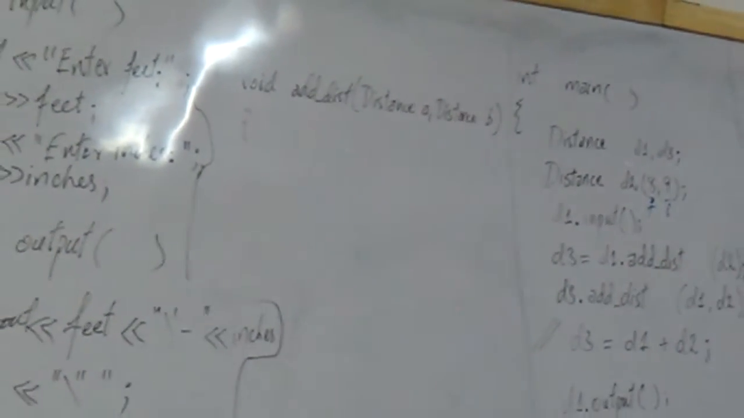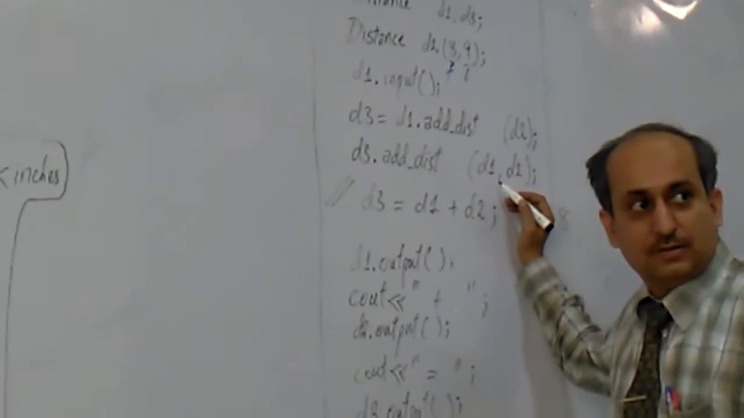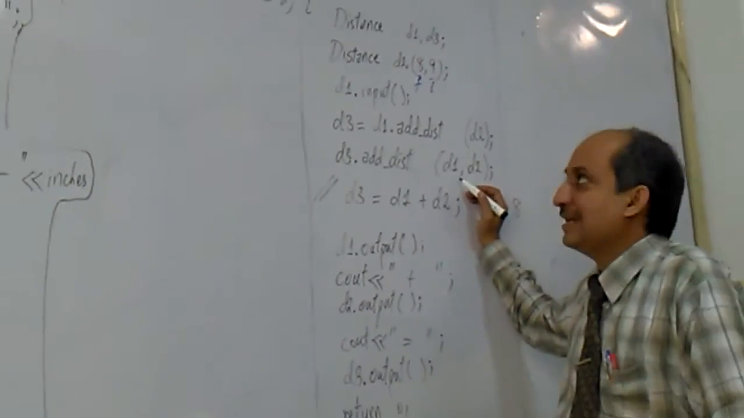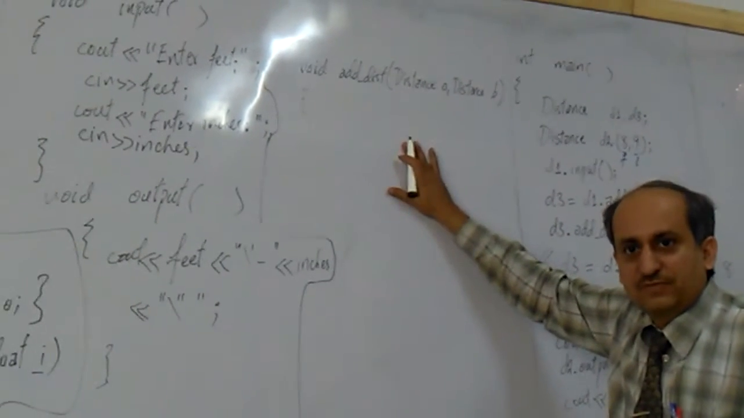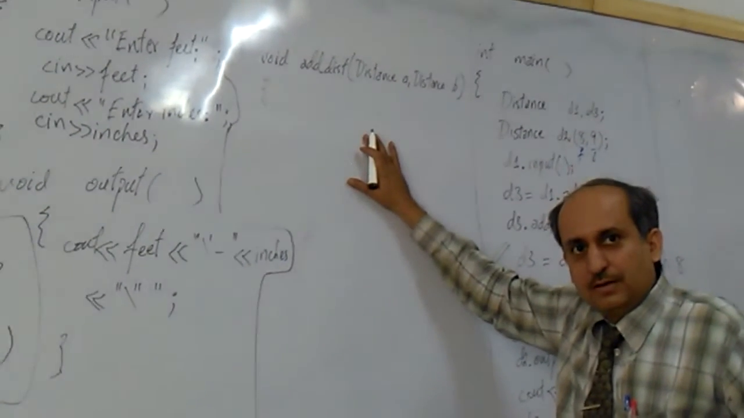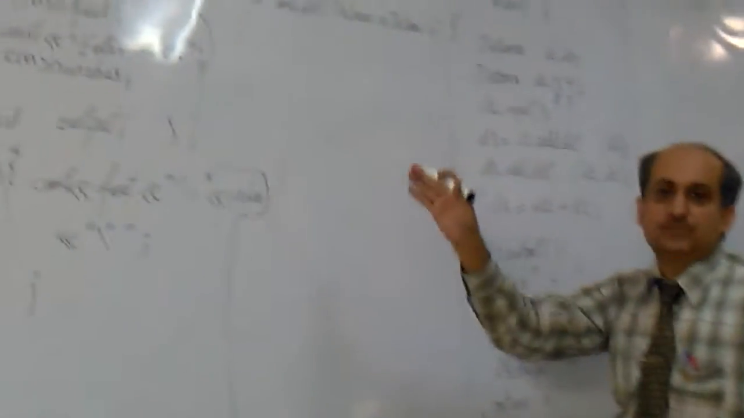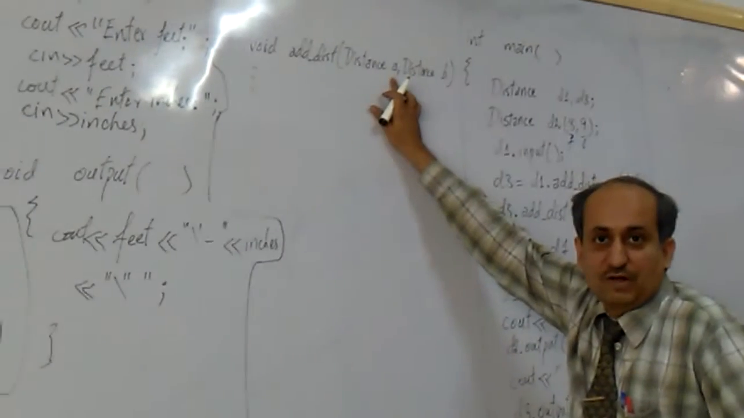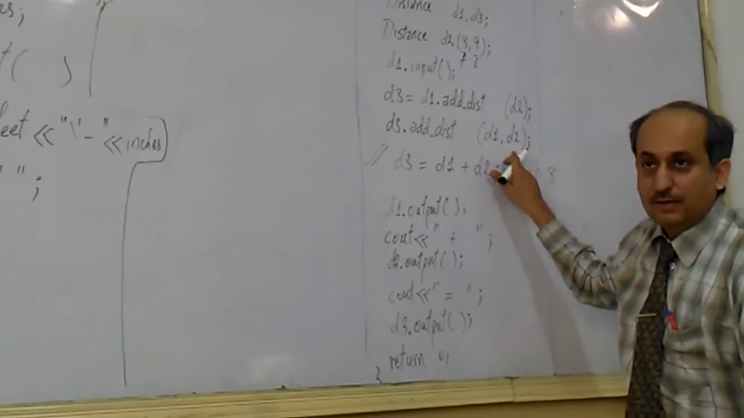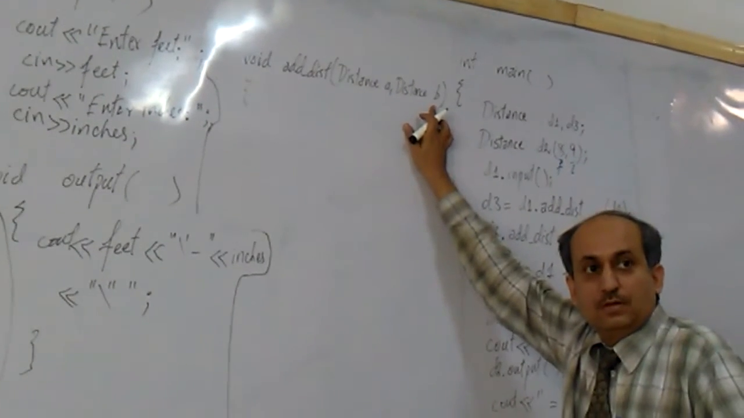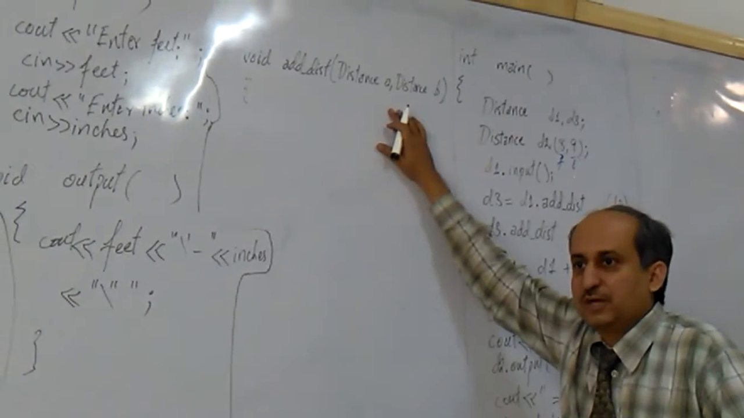Okay. Now the values of the D1 object, both feet and inches, will be automatically copied to that object A. This object is a local parameter of this function, a local argument. Both feet and inches will be copied to the feet and inches of this local variable A. And similarly, the values of the second object will be copied to the second argument, that is B. Its name is B in this function.